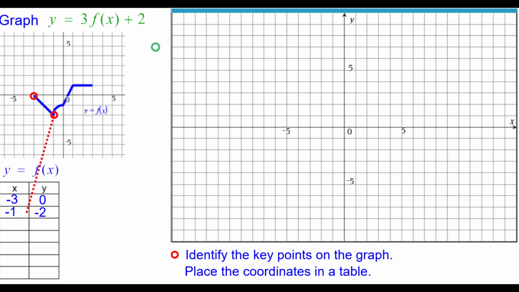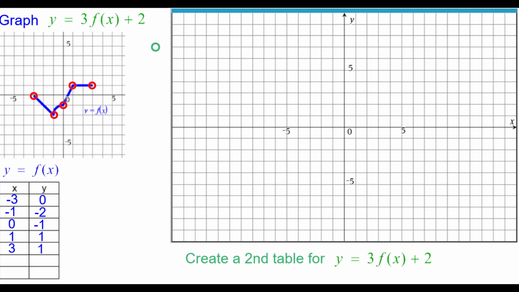The next point is at -1, -2. 0, -1 is the next key point. 1, 1. And then the final key point is at 3, 1. I need to create a second table for the function that we want to graph here in green.